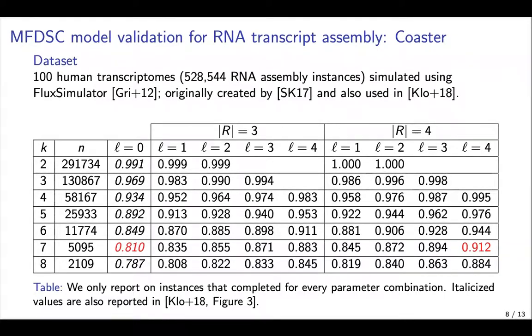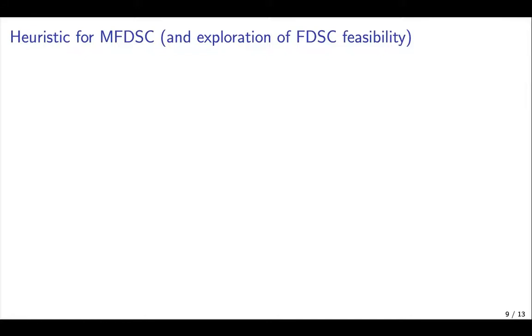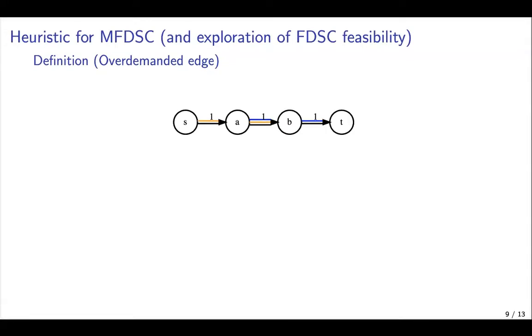But coaster does get slow as k goes up, so we also developed a heuristic for the problem. The first thing we need to do here is define something that we call an over-demanded edge. So if the total number of subpath constraints covering an edge is greater than its flow, we say that the edge is over-demanded. For example, edge A to B here has 2 subpath constraints, but only a flow of 1. In this case, the over-demanded edge doesn't cause any problems because we can still decompose the flow with a single weight 1 path.